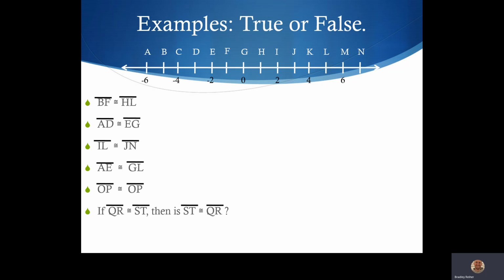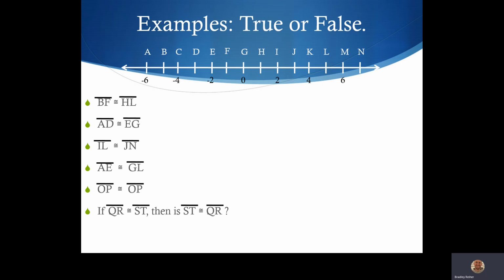Segment BF has a length of 4. Segment HL has a length of 4. You should write that down. B to F equals 4. H to L equals 4. Since they have the same length, it's true. They're congruent. Next one down, segment AD has a length of 3. Segment EG has a length of 2. Write those lengths down. They're not equal, so the segments are not congruent. You would put false for that one.